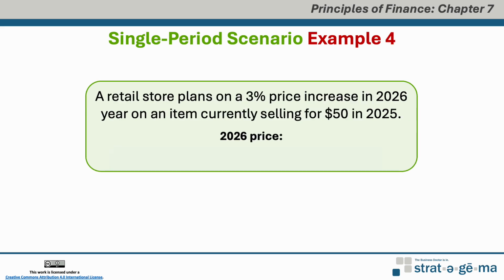And for our last single period example, let's say that we have a retail store that plans on a 3% price increase in 2026 on an item that sells for $50 in 2025. So same idea as before, we could take the $50 and then add $50 times 3%, which is $51.50, or simply take 50 times 1.03. That'll get us to the same thing.